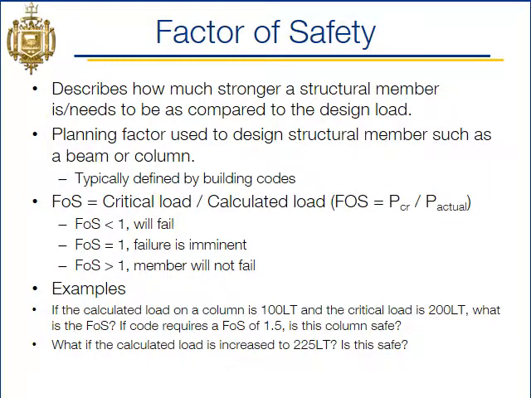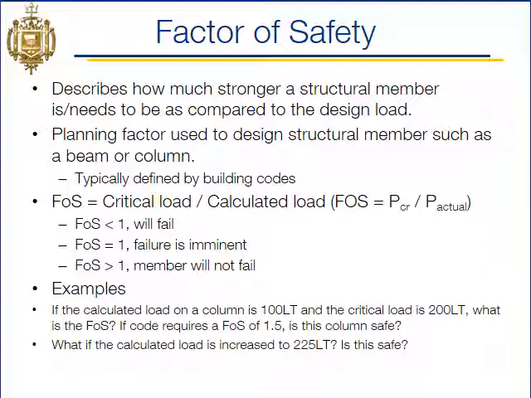Now that we've calculated our critical load, we want to calculate what's called the factor of safety. So the factor of safety describes how much stronger our structural member either needs to be or is as compared to the design load, or what is actually going to hold, right? A lot of building codes dictate what factors of safety need to be for different types of structural members, whether they be columns, beams, dams, foundations, you name it, there is a factor of safety requirement for each of those in the code.